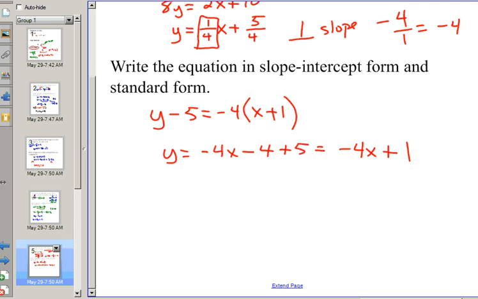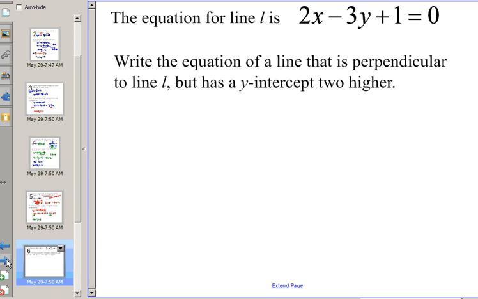And again, if I want to put it in standard form, I want my x and y on the same side, so I would add my 4x over and get 4x plus y equals 1. And that will be, again, perpendicular to my original line.